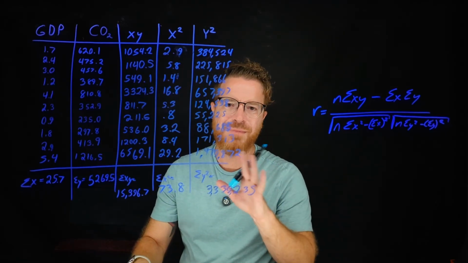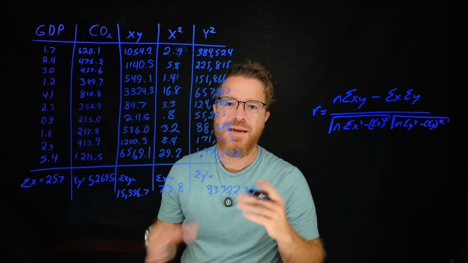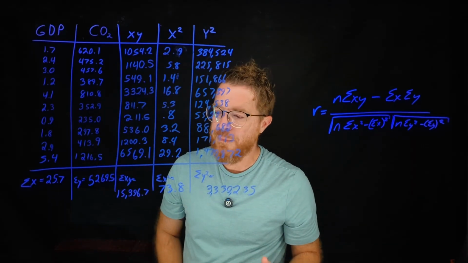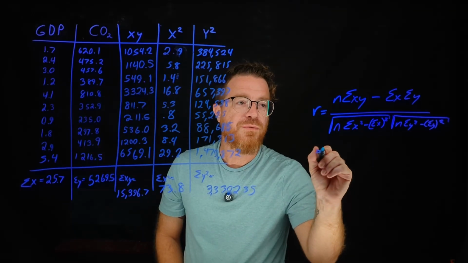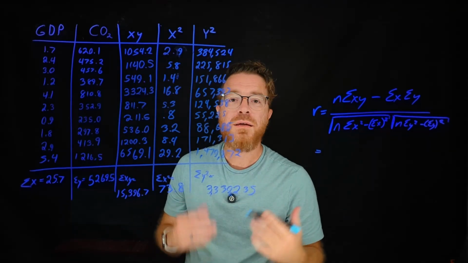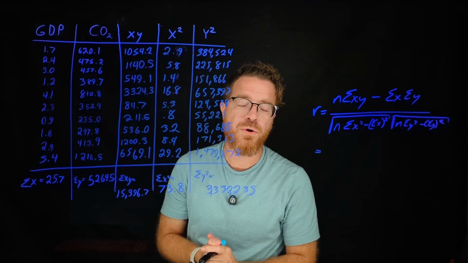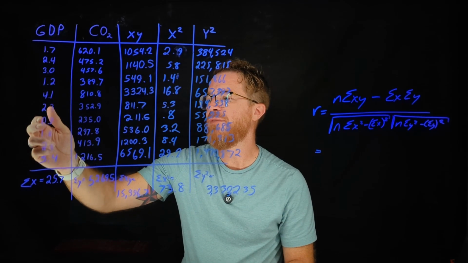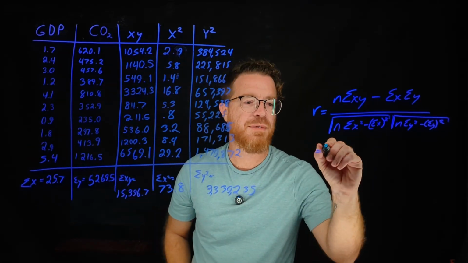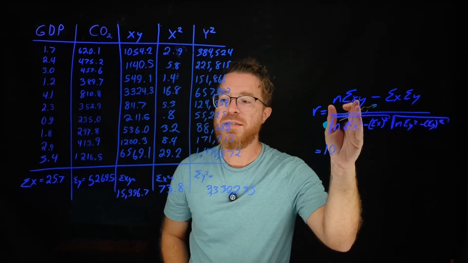But again, I'm just rounding this to a whole number because it's already going to be unwieldy enough. Okay, so now we can solve for our correlation coefficient. The first thing we're going to do is our n. How many ordered pairs do we have? So 1, 2, 3, 4, 5, 6, 7, 8, 9, 10. So this is going to be 10 times the sum of our xy's.